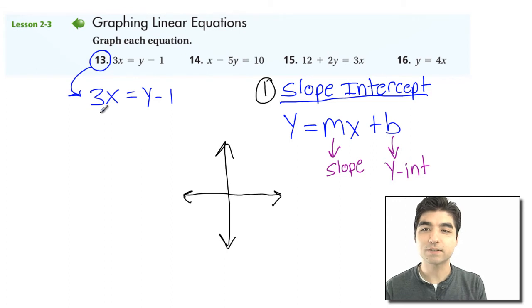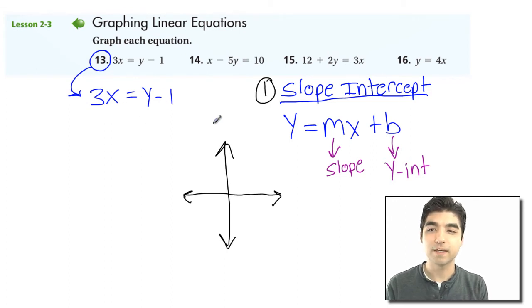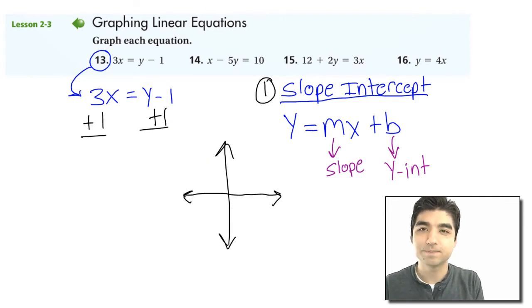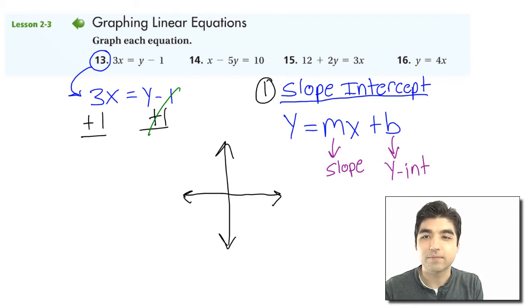So this one says 3x equals y minus 1. The easiest way to move this one is just to add the 1 to each side. Then that just moves it off of the y and onto the left hand side. So the 1's cancel out on the right hand side and we just have y equals 3x plus 1.